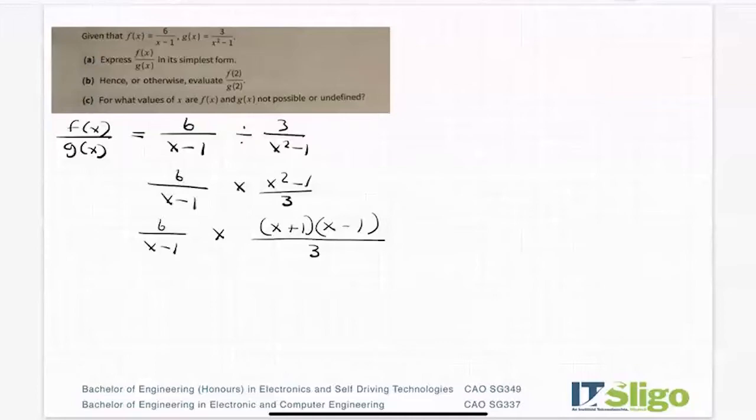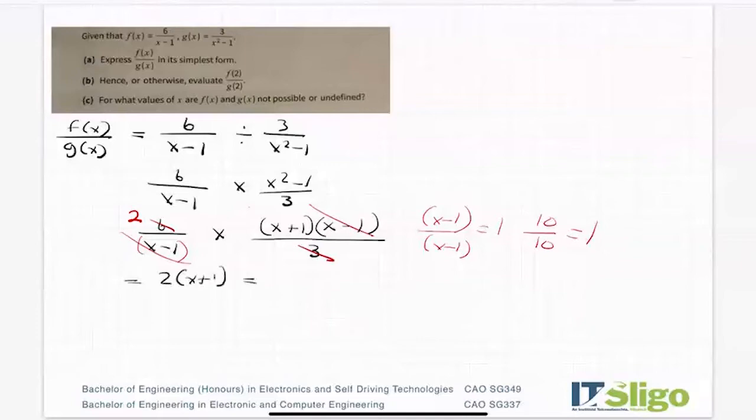Okay, and then we see what cancels. So again, full factors, you can only cancel full factors, so x minus 1 over x minus 1. Why? Because anything over itself cancels to 1, just like 10 over 10 or whatever over itself always gives you 1. So we can cancel them. We can also cancel the 3 into the 6 goes twice, so that you're left with 2 times x plus 1 or 2x plus 2.